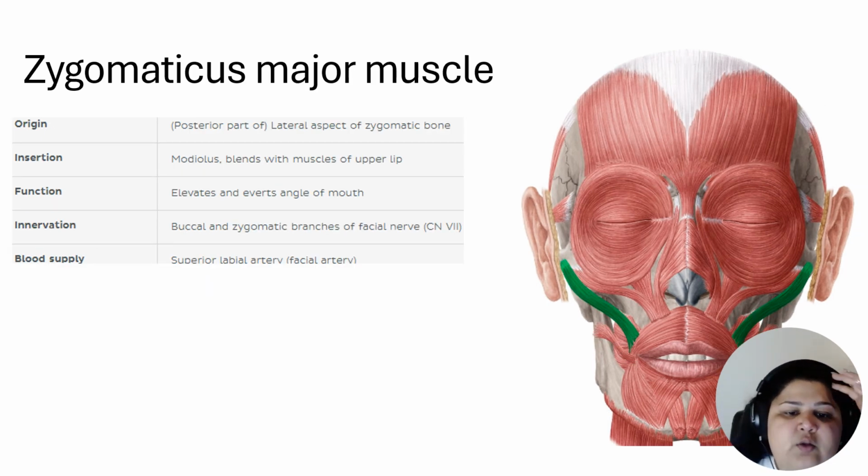Zygomaticus major muscle. Origin, posterior part of lateral aspect of zygomatic bone. Insertion is modiolus, blends with muscles of the upper lip, right? As you can see, this upper lip and it's going right like this, the green line. And that's why it's called major. Why? Because it's really long. It's major, right? It's not minor, it's major. Okay, the function: elevates and everts angle of mouth.